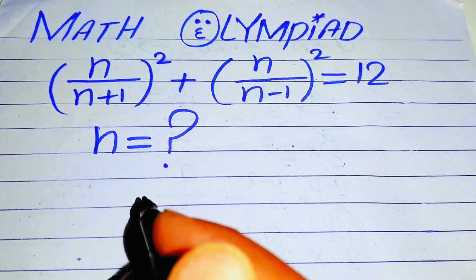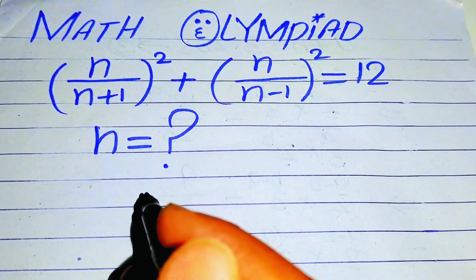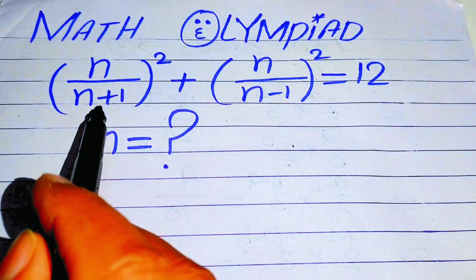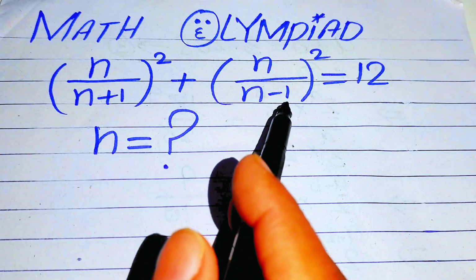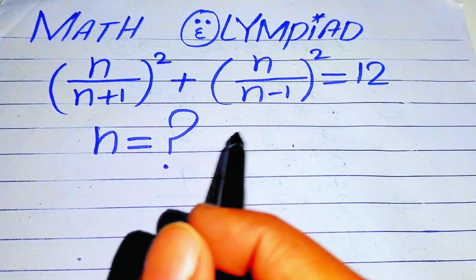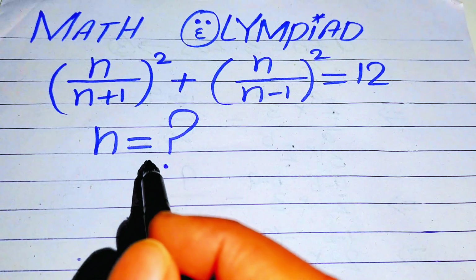In this video, we are going to solve this nice math Olympiad algebraic challenge. And here we have (n/(n+1))² + (n/(n−1))² = 12. And here we find the value of n.